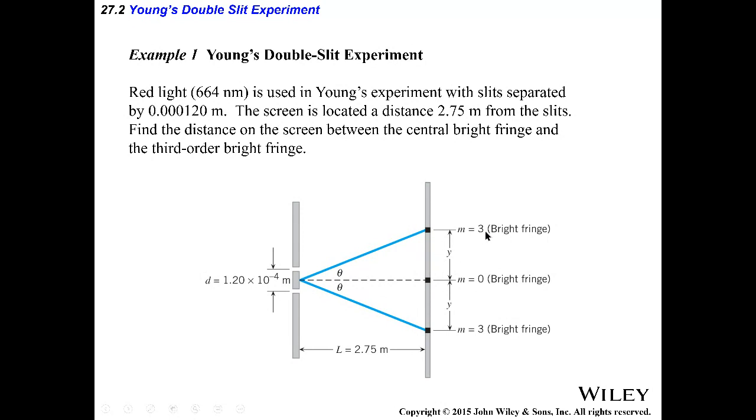Then look for another place where the path length difference is an integral multiple of the wavelength. So then this is bright, but it would be bright, dark, bright, dark, bright. And they just want to know, well, what is the distance? Find the distance on the screen. That's the kind of thing that your lab instructor will say, yes, you measure that.